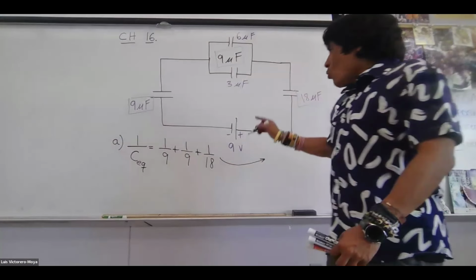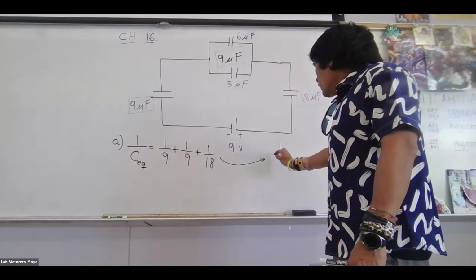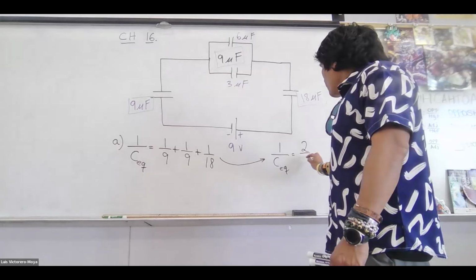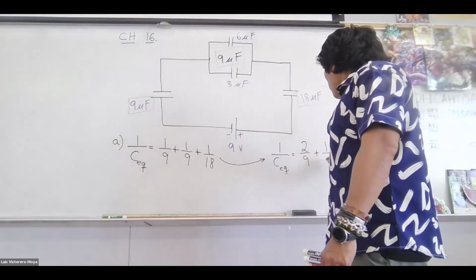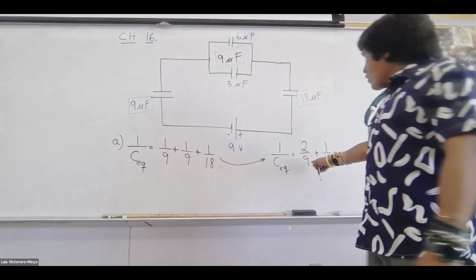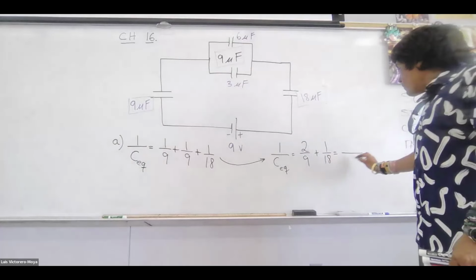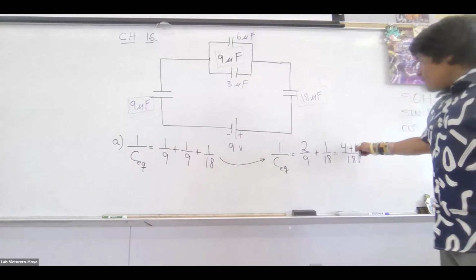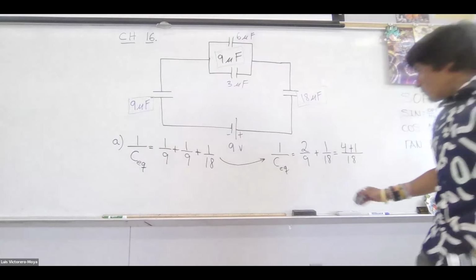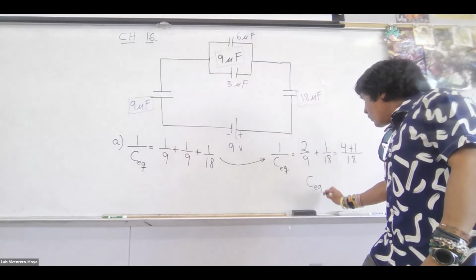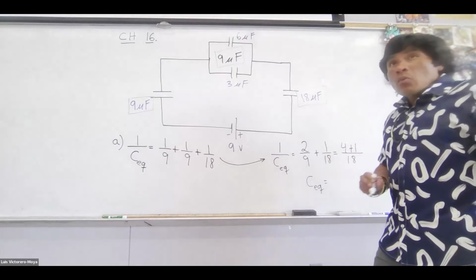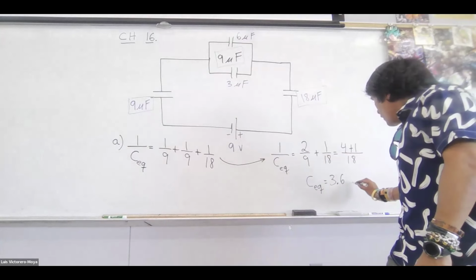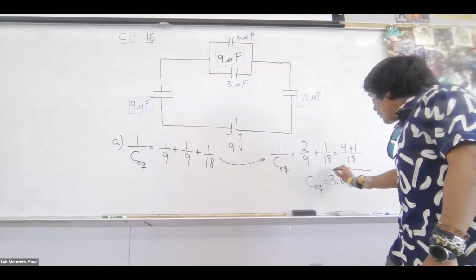These are easy fractions. 1 over 9 plus 1 over 18, well, let's put here 1 over C equivalent. Common denominator is 18. 2 plus 1, so that's 3 over 18. I have to flip it. So equivalent is 18 over 5, which is about 3.6 microfarads. That's the equivalent capacitance.